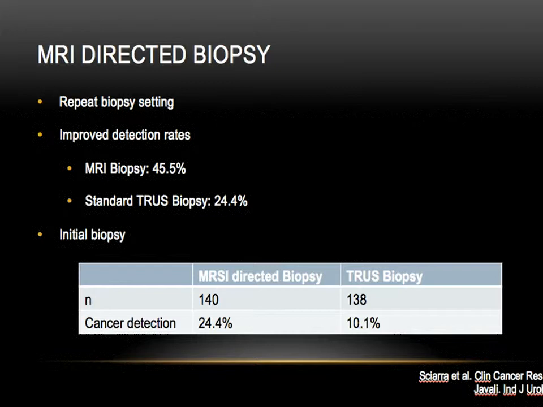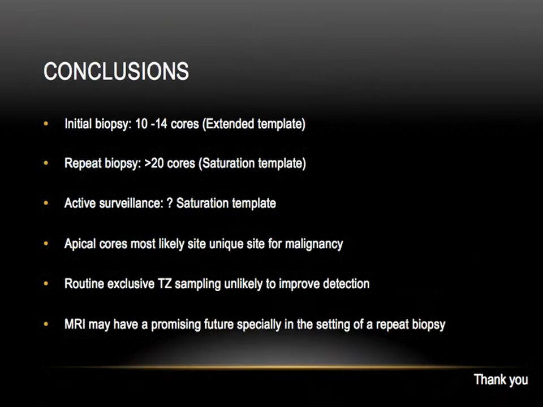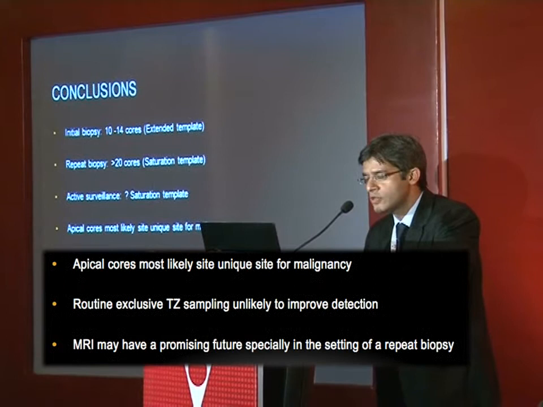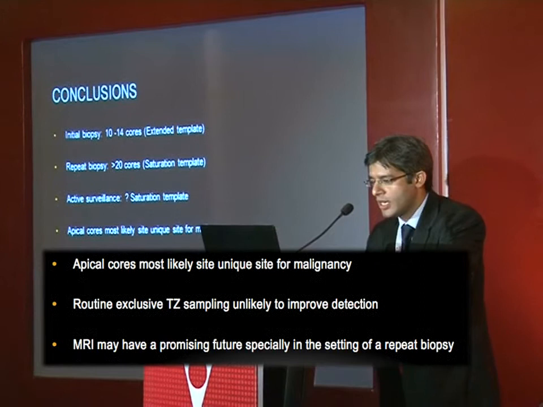So I'd like to conclude by saying that when you're considering a patient for initial biopsy, 10 to 14 cores with special attention to the apex are probably ideal. In a repeat biopsy setting, more than 20 cores should be taken because it's been shown to improve detection rates. Patients put on active surveillance may ideally be managed with repeated saturation biopsies rather than extended biopsies. The apical cores are most likely to harbor unique malignancy, and they should be taken special care of during biopsies. Also, routine exclusive transitional zone sampling in the initial setting may not improve prostate cancer detection, and MRI seems to have a promising future, especially in the setting of a repeat biopsy.